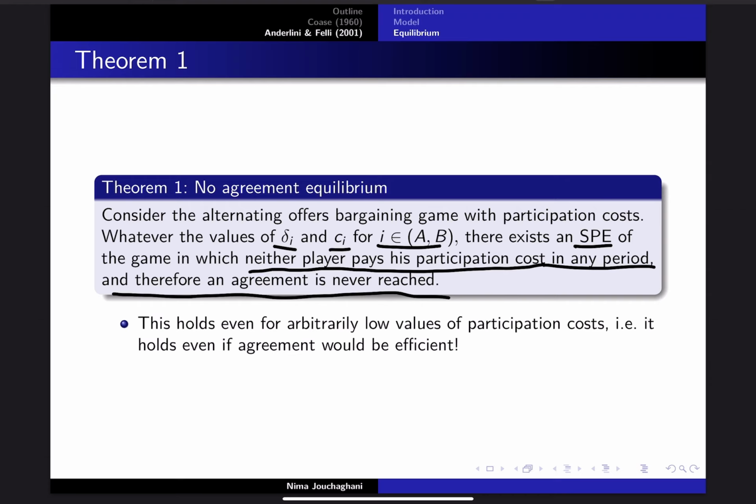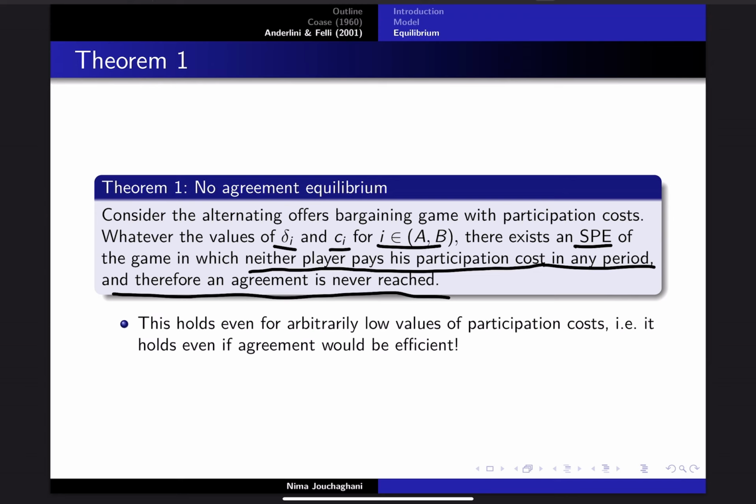So what's the statement here? It doesn't matter how low the participation costs are. It doesn't matter how patient the individuals are. We always have a subgame perfect equilibrium where we never reach an agreement because nobody is paying his participation costs in any period. So there will be no negotiations at all. And the interesting thing is that this equilibrium always exists. It doesn't depend on the discount factor or the costs.